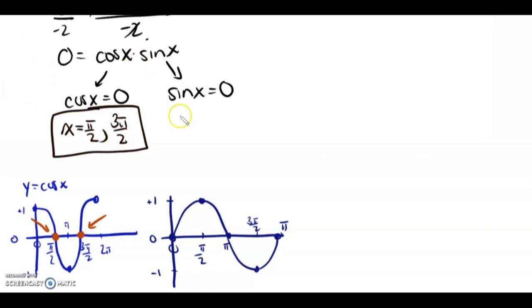Now we're looking for when sine x equals 0. That occurs 3 times. It occurs at 0, at pi, oh, I put pi, I mean 2 pi. Sorry. So we have 3 more solutions here: x equals 0, pi, and 2 pi.